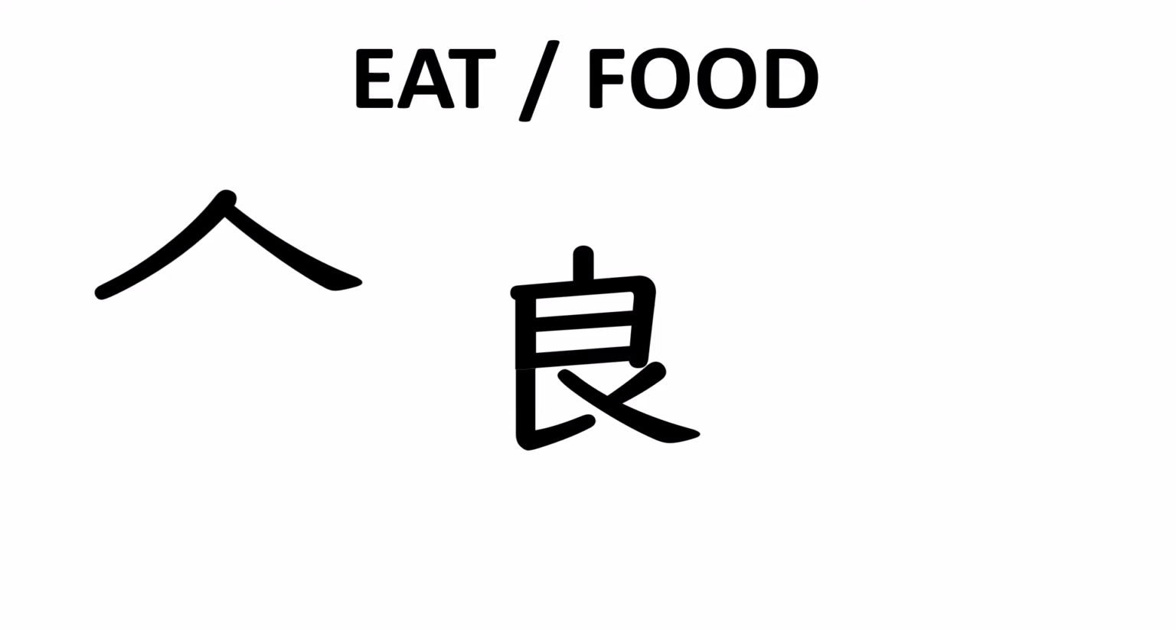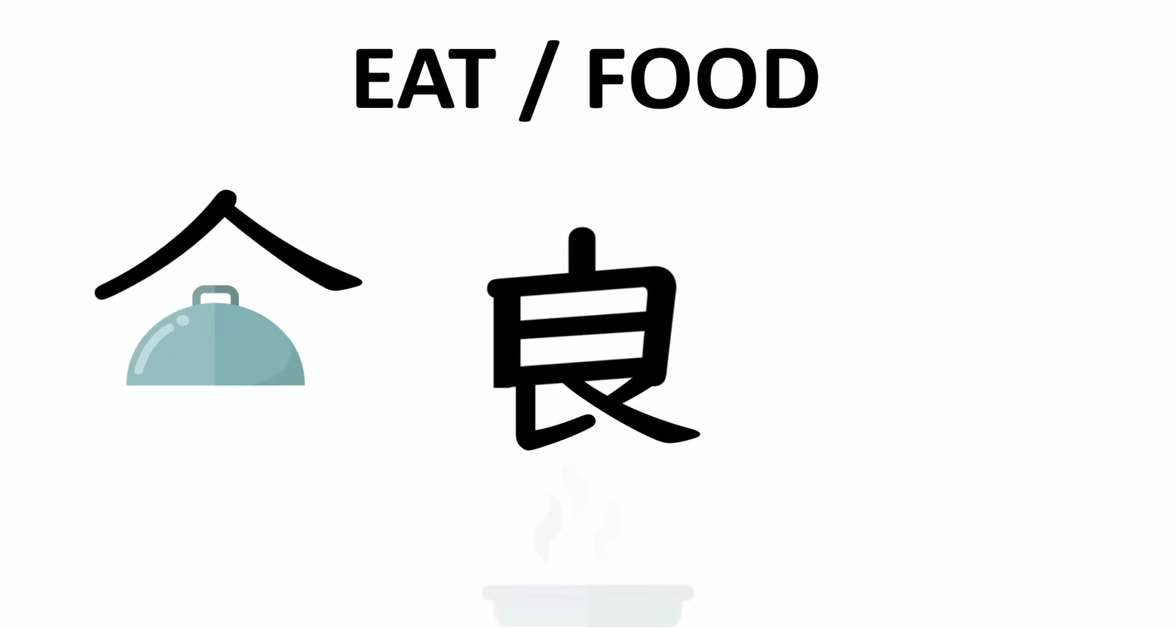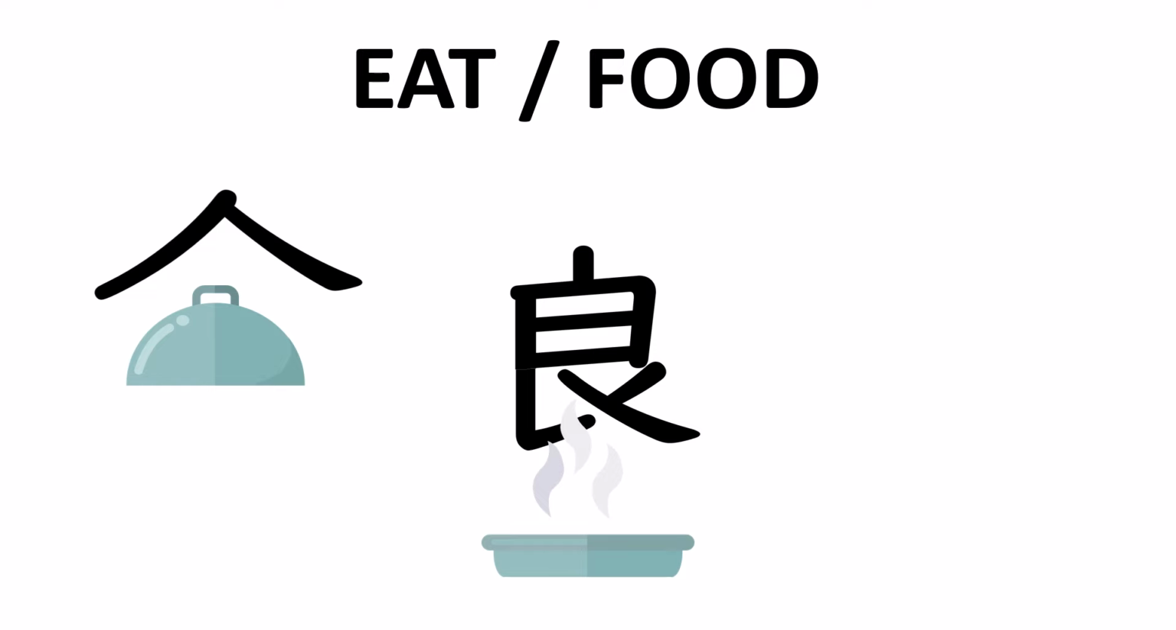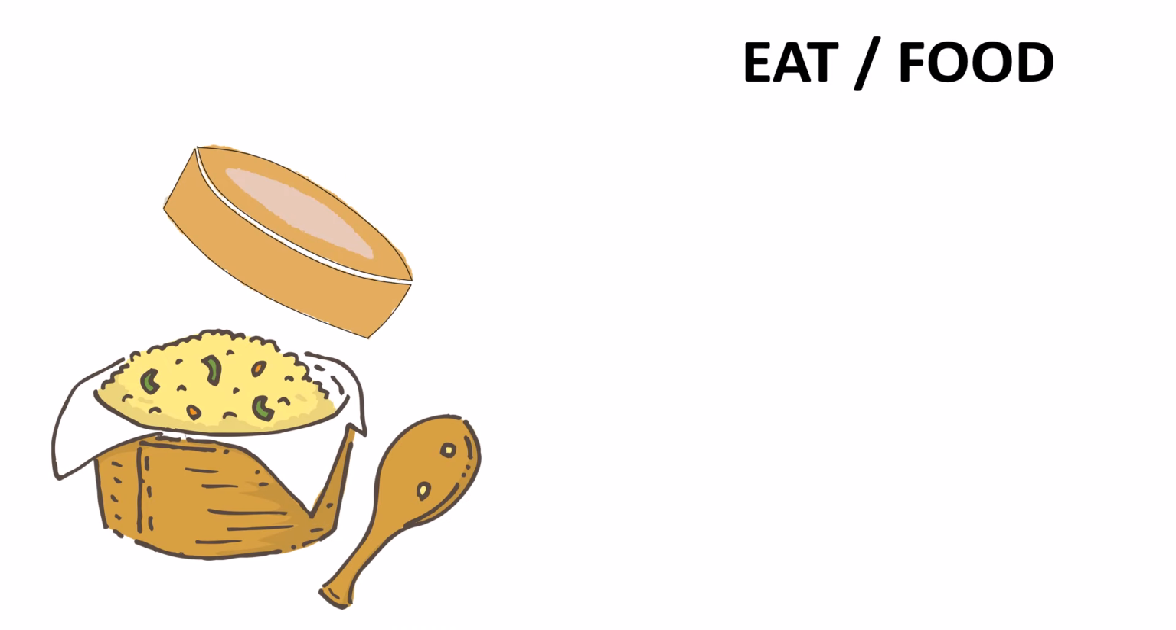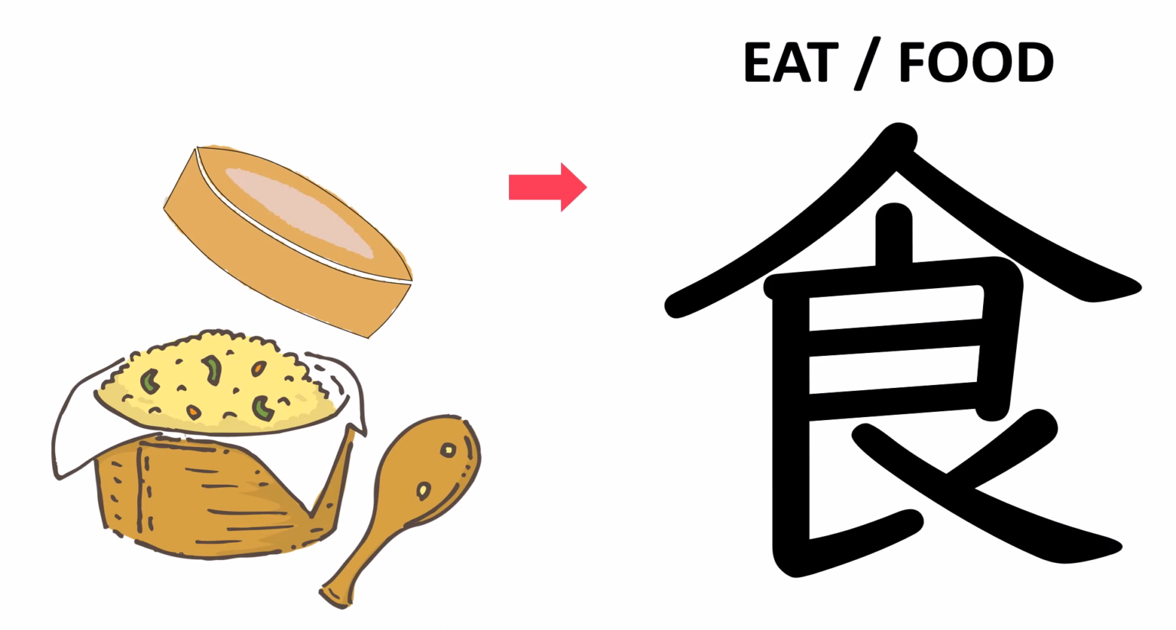The top represents a lid or cover. Beneath it, a bowl holding steamed rice, and underneath, a ladle. It is a very direct and intuitive visual of the act of eating or of food itself. Over time, it became more stylized, but its core meaning of nourishment and consumption remained.